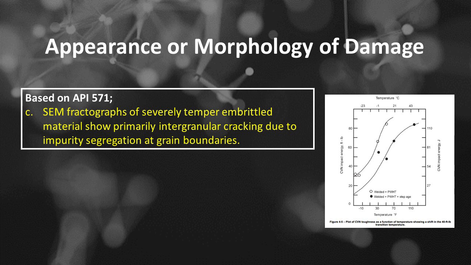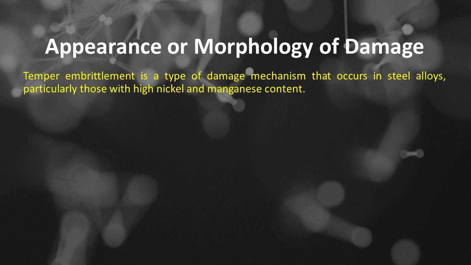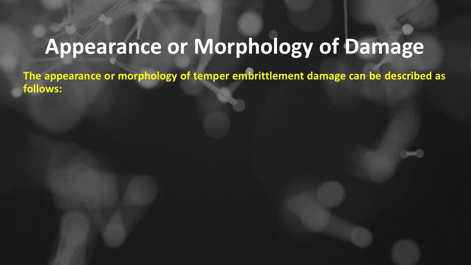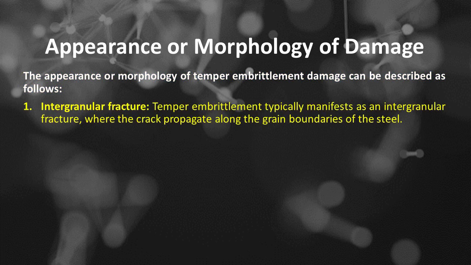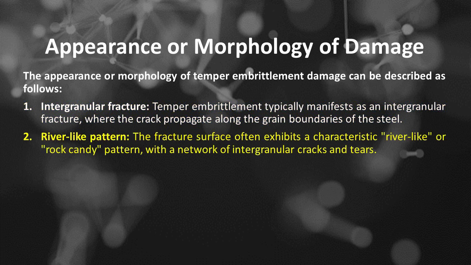Temper embrittlement is a type of damage mechanism that occurs in steel alloys, particularly those with high nickel and manganese content. The appearance or morphology of temper embrittlement damage can be described as follows. Number 1 is intergranular fracture. Temper embrittlement typically manifests as an intergranular fracture, where the crack propagates along the grain boundaries of the steel. Number 2 is river-like pattern. The fracture surface often exhibits a characteristic river-like or rock candy pattern, with a network of intergranular cracks and tears.